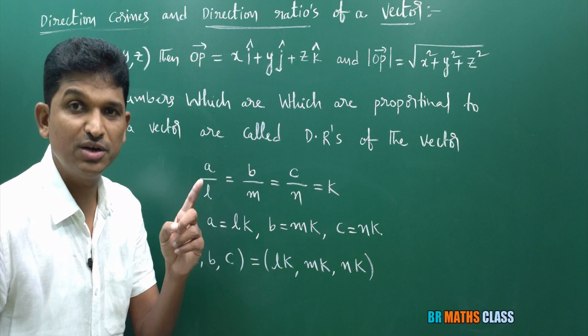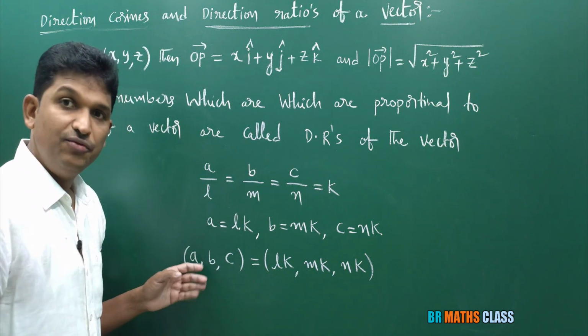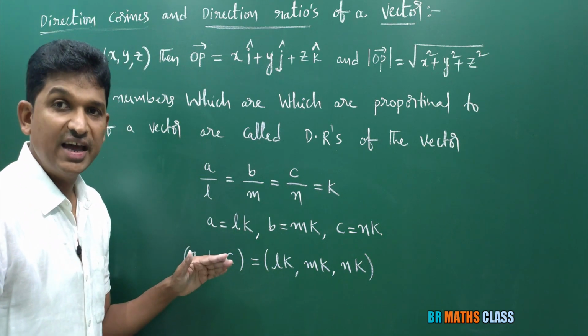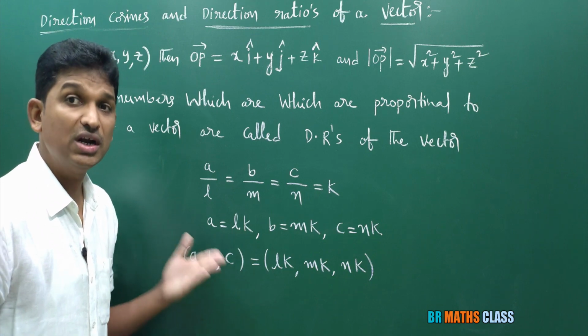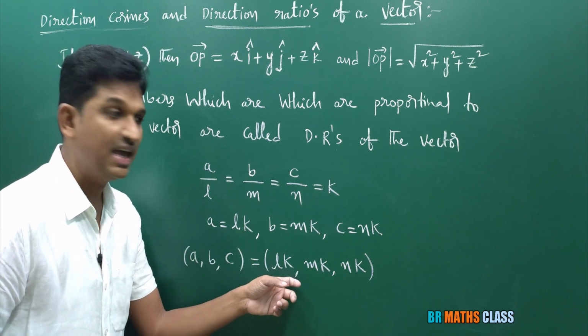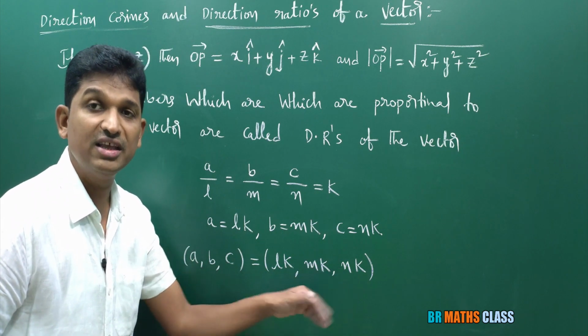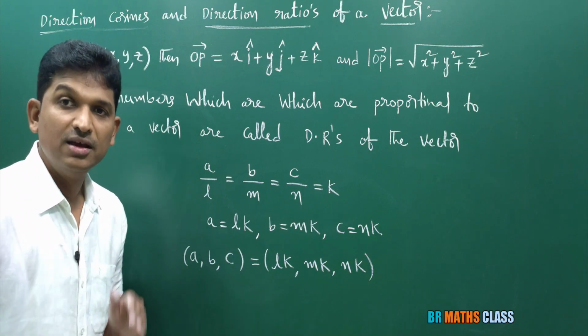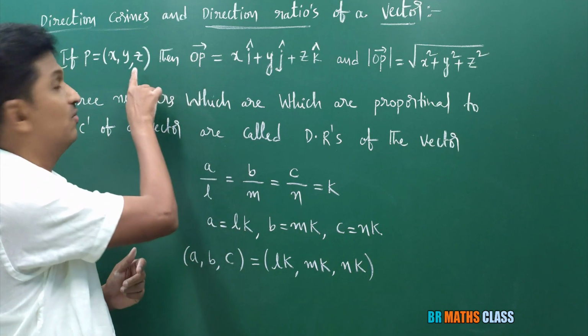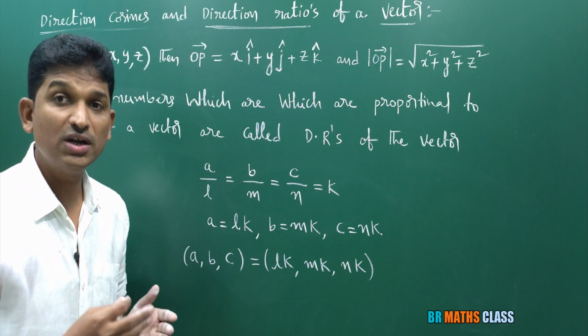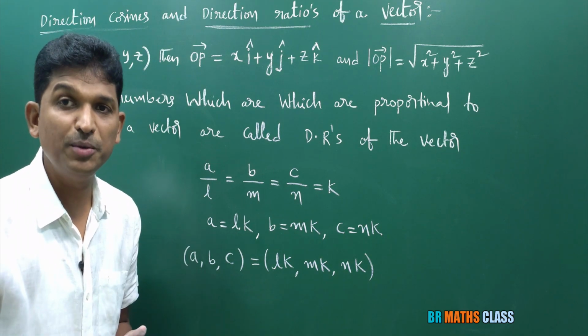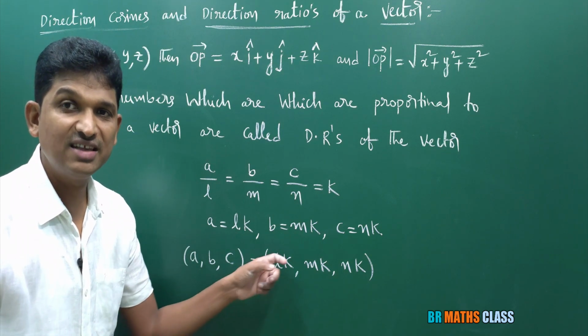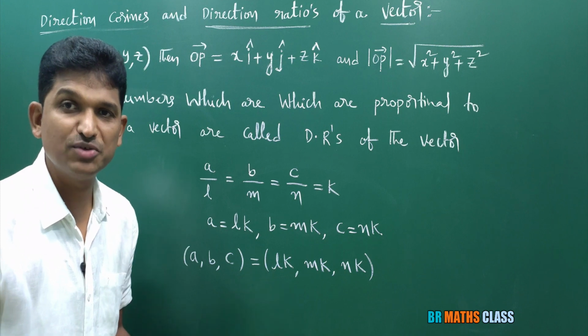Here a very important point is there, listen carefully. We know that A, B, C are the direction ratios of a vector. What I got is that LK, MK, NK are the direction ratios of the same vector. If P is x comma y comma z, then what are the direction cosines of OP bar? What is L? L is x divided by root over x square plus y square plus z square.